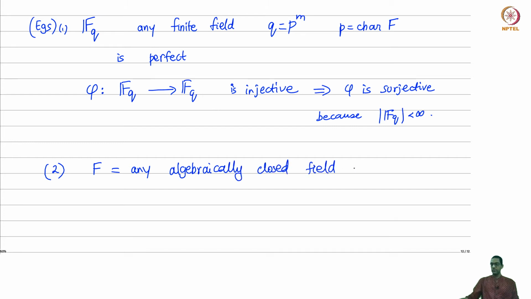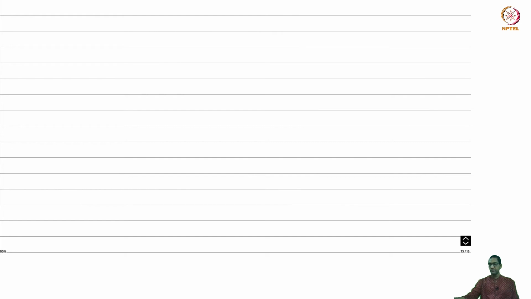Closed field of some finite characteristic, let's say characteristic P, then this is automatically perfect. Okay, why? Because, well, this time the reason is slightly different. So let's look at the map phi from F to F, which sends every element to its power P. And we want to claim that this map is surjective. Well, what does that mean?